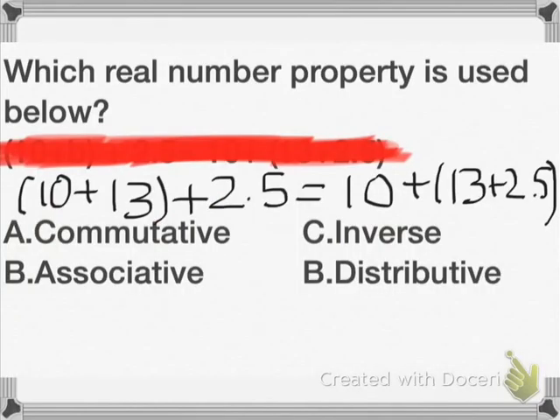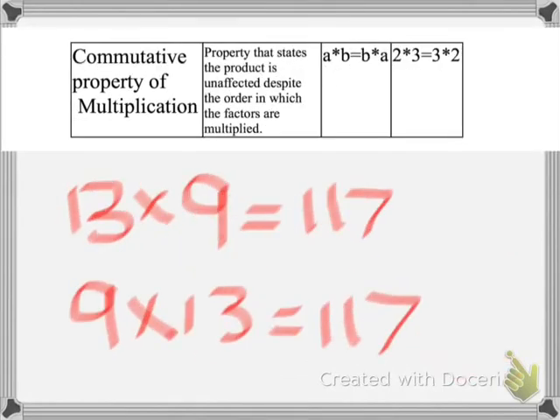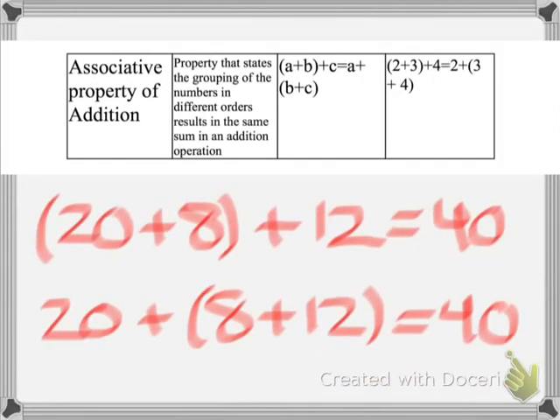Which real number property is used below? 10 plus 13 plus 2.5 equals 10 plus 13 plus 2.5. A. Commutative. B. Associative. C. Inverse. D. Distributive. So if you look at the problem below, the only thing that changed is the grouping of the numbers and the parentheses. If you look back to the associative property of addition, the definition has to do with the grouping of the numbers.